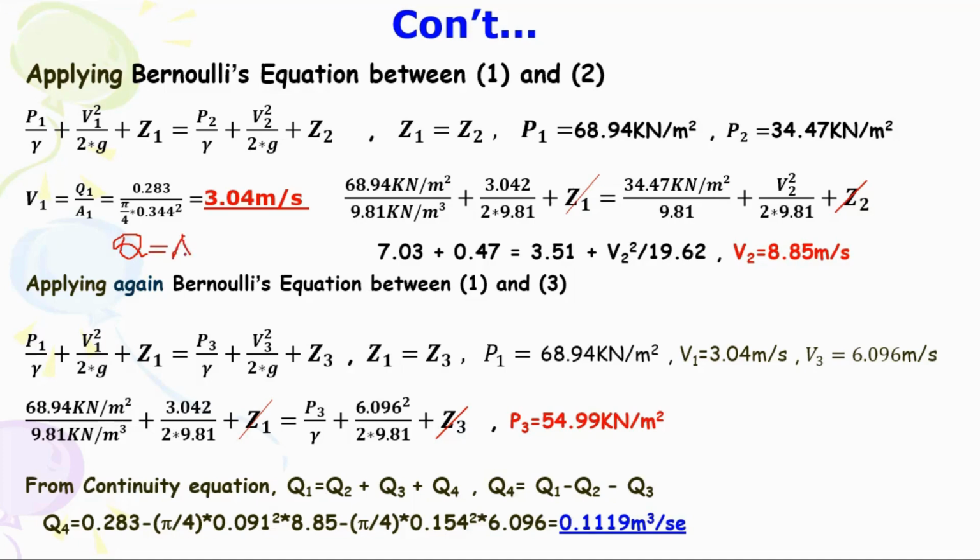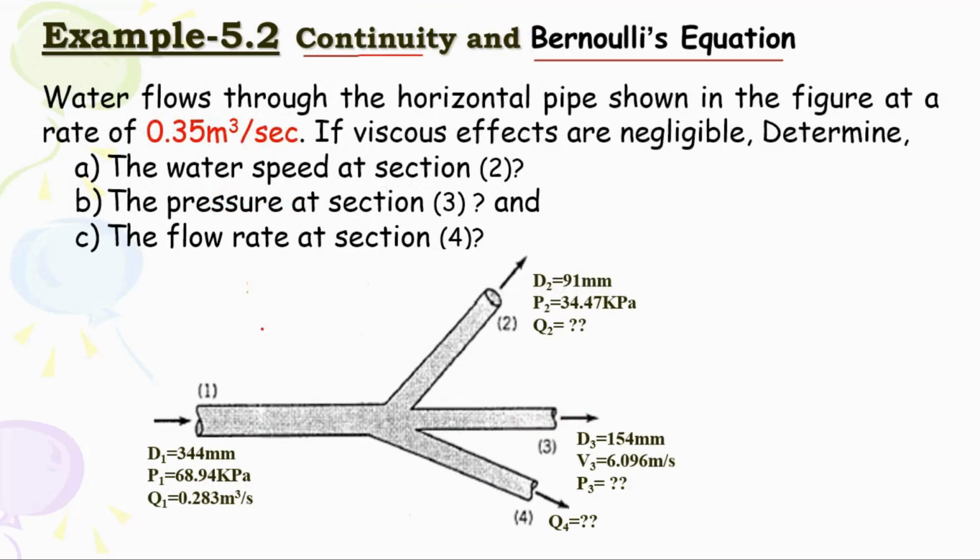area 1 times V1 equal to A2 times V2. So once you have flow rate, which is given at section 2, you can find this is 0.283.